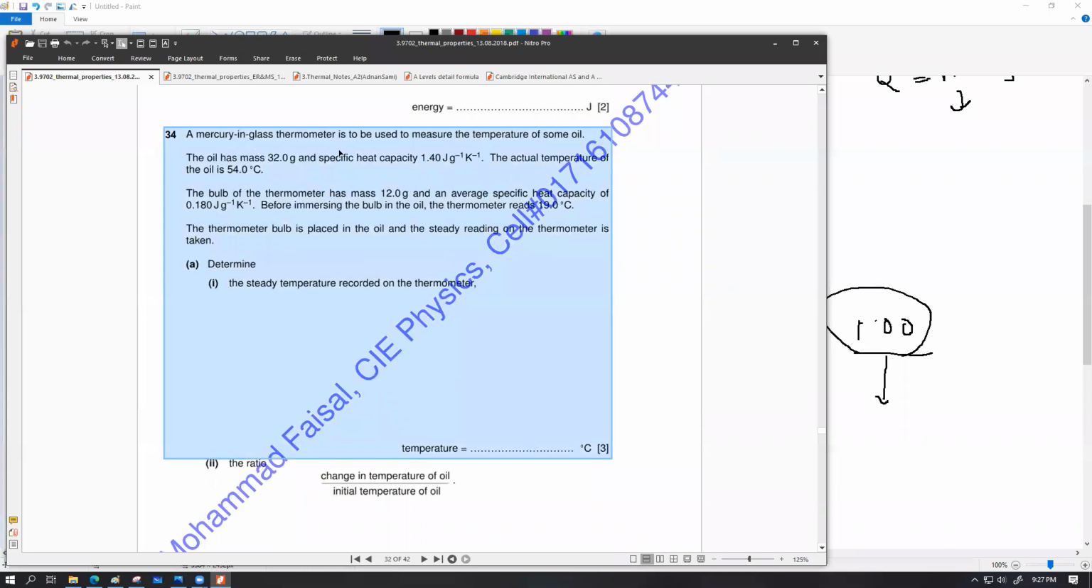A mercury glass thermometer is to be used to measure the temperature of some oil. The oil has a mass of 32.0 gram and a specific heat capacity. The bulb of the thermometer has a mass of 2.0 gram, and before immersing, the thermometer reads 19 degrees Celsius. The thermometer bulb is placed in the oil to determine the steady temperature recorded on the thermometer.